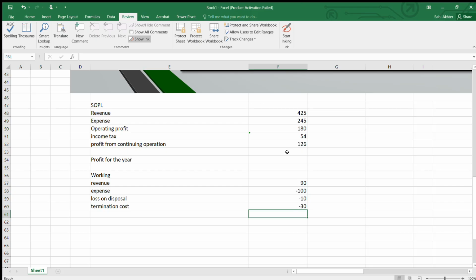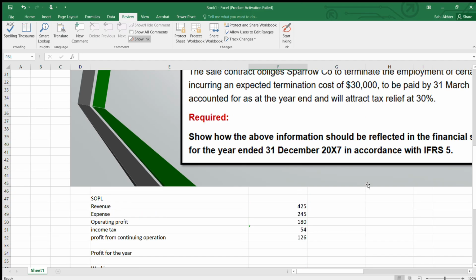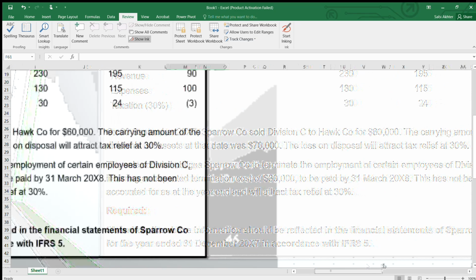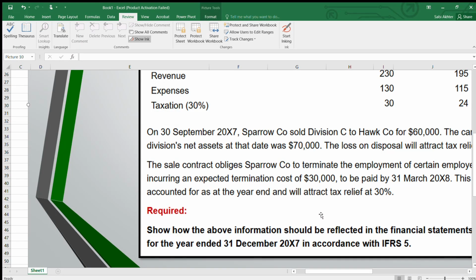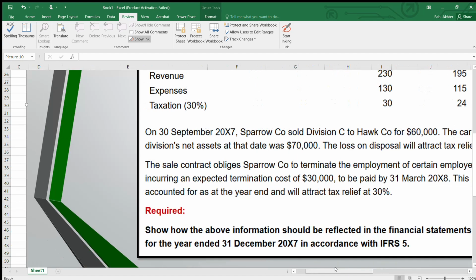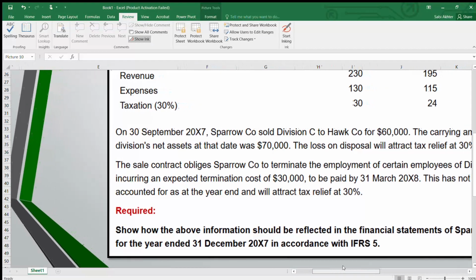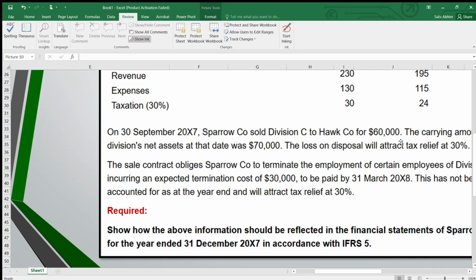Okay. Then what's next? You have income tax, that is 3. Because remember, if you are having a loss, you are going to get an income tax relief. Now they are selling the division for 60,000. The carrying amount was 70,000.